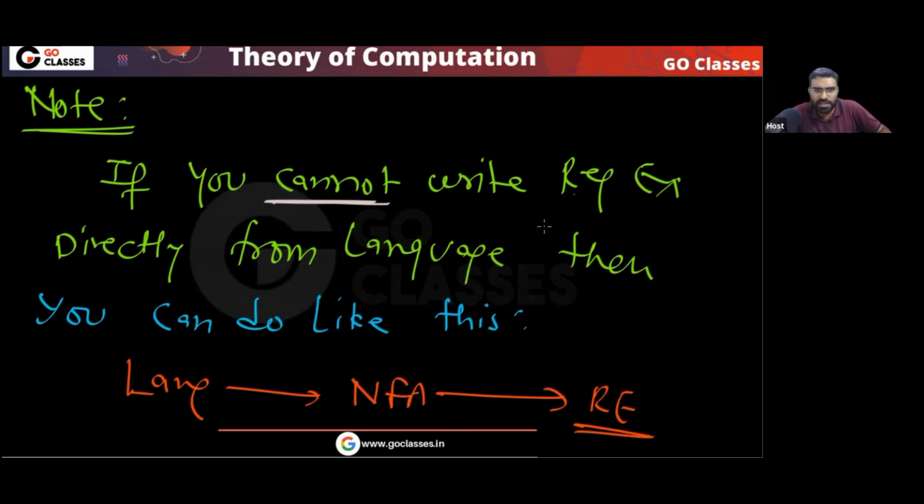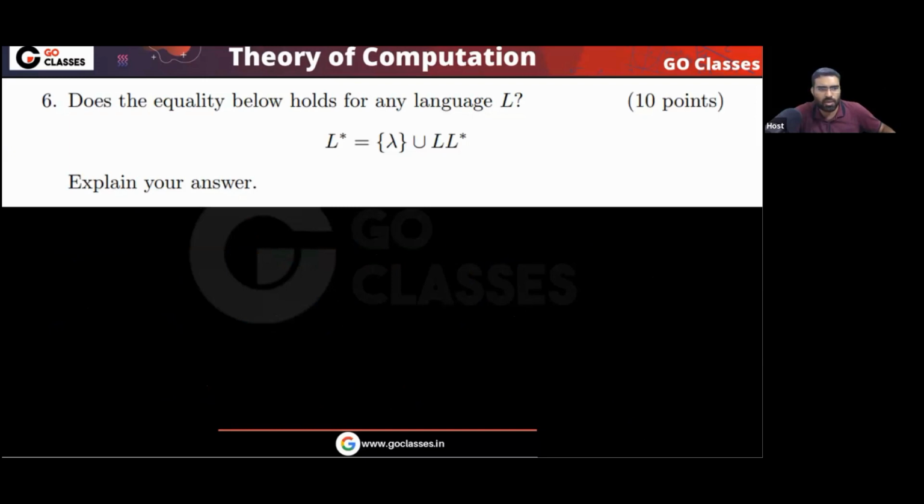If you cannot write a regular expression directly, because sometimes the language will be complicated, then you can do this. This language you can convert into an NFA, and from that NFA you can write the regular expression. This is what you can do. Now let's see this question.